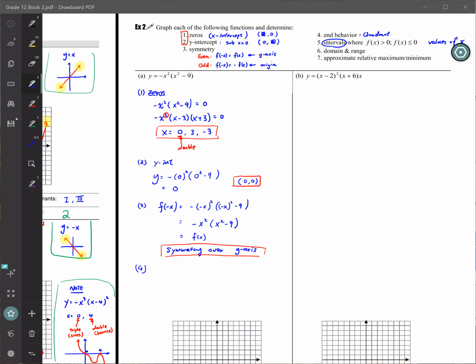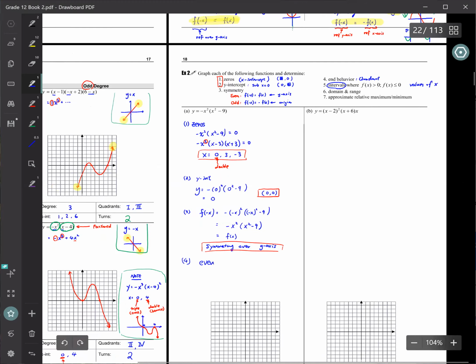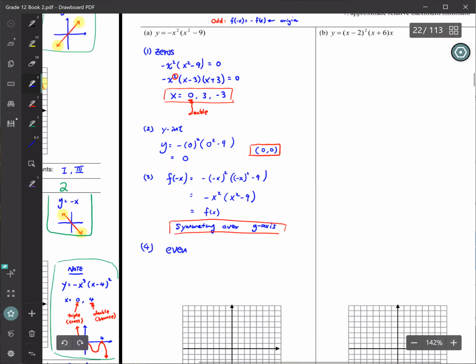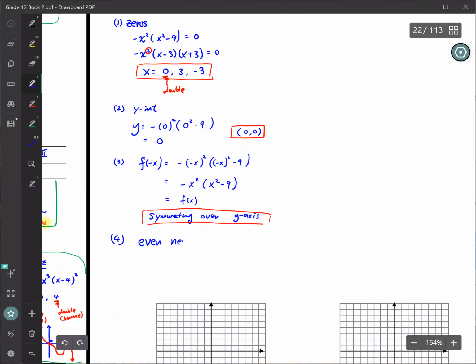Eric, what do you think? Even negative. Yeah, this one is even negative. I think this one is the same as one of them, right? Is it? No, not the same. So even negative. So that will give us which quadrant then? Cindy? 3 and 4. Very good.